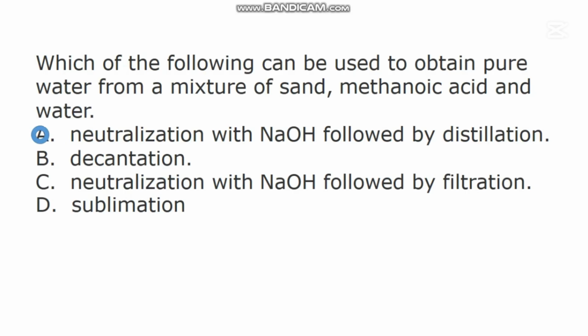Studies have shown in chemistry that when there is a mixture containing water, sand and methanoic acid, the components of this mixture can be separated successfully by neutralizing the methanoic acid with sodium hydroxide followed by distillation. So when this process is carried out, a pure substance will be obtained.